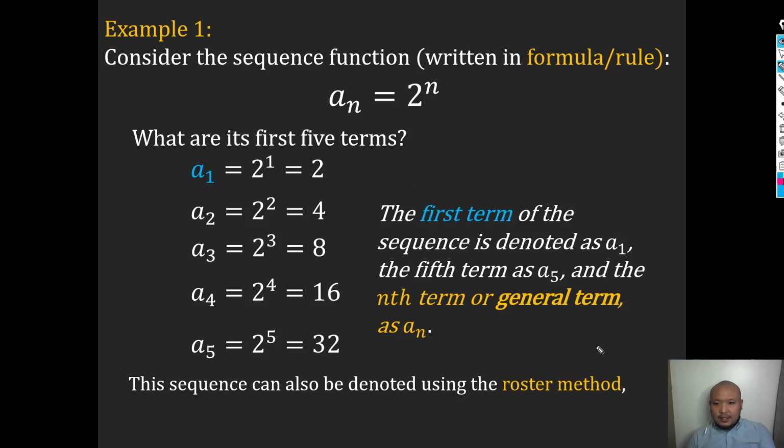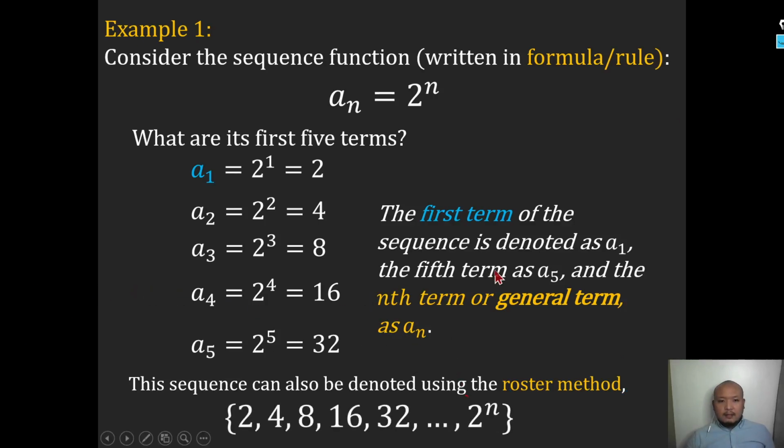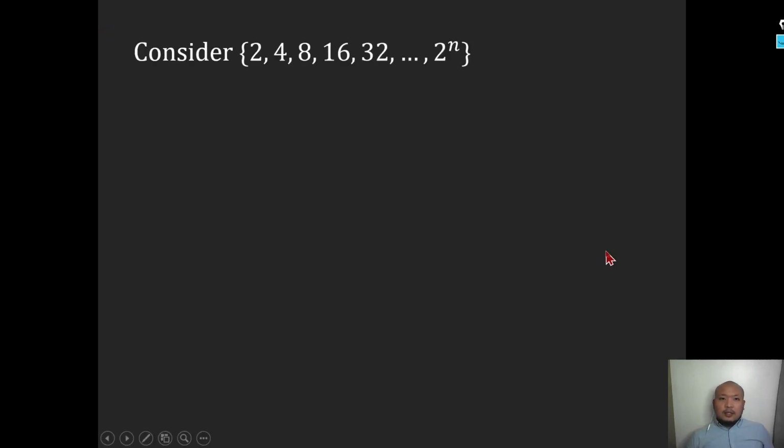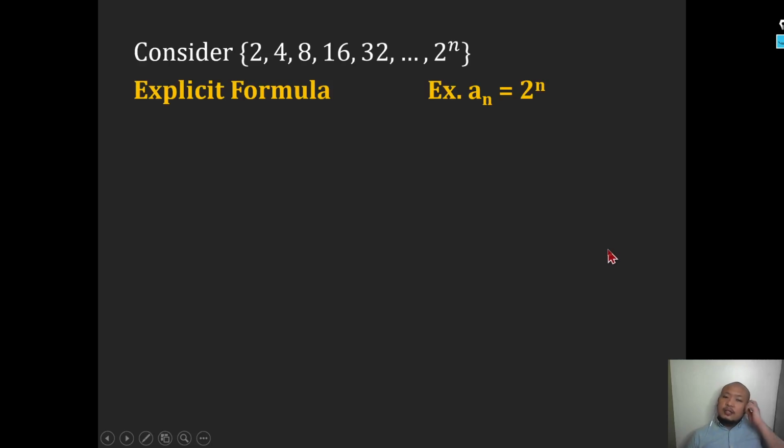If you might remember your lesson on sets, roster method means you list the elements of that particular set. So you have something like this, 2, 4, 8, 16, 32, and so on, where each term is determined by the formula 2 raised to n, where n is the term number. Okay, so the 15th term is equivalent to 2 raised to 15. The 100th term is 2 raised to 100. Pretty simple.